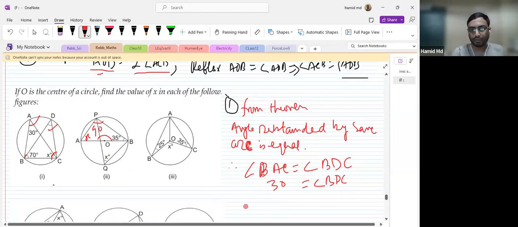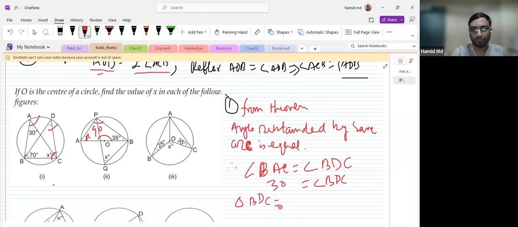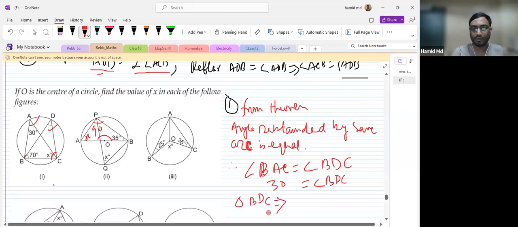Yeah. In triangle BDC, the sum of all angles is equal to 180 degrees. So that's 70 degrees plus 30 degrees plus X is 180 degrees, right? Solve it. 100 degrees plus X is equal to 180 degrees. So X will be 70 degrees.